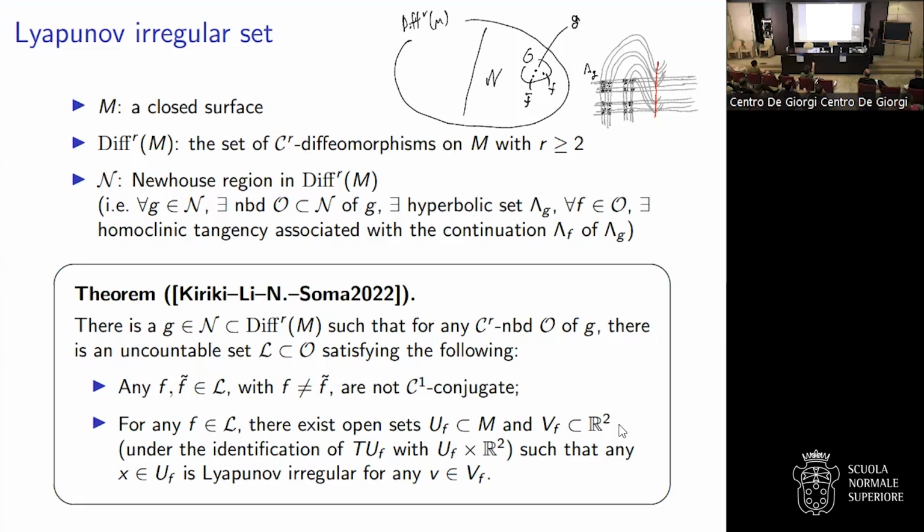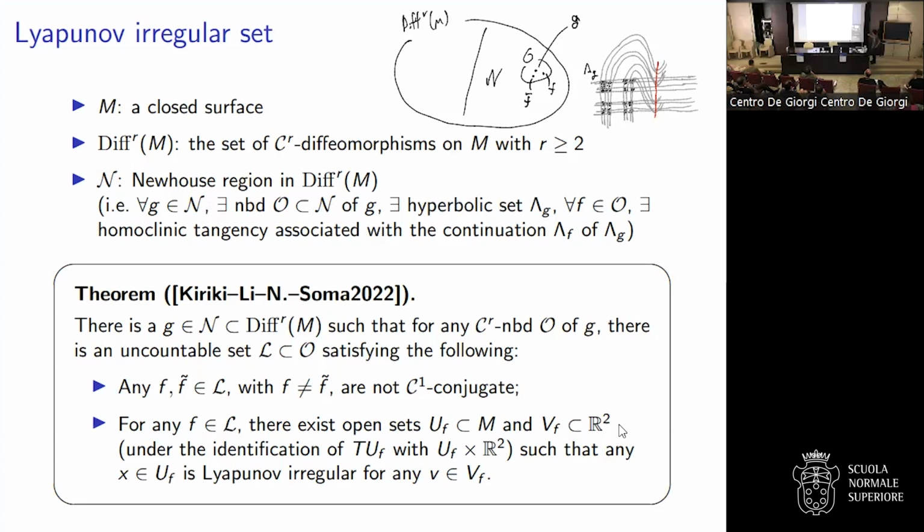Sorry, you mean this last statement, U_F is invariant in what sense? Yes, and in some uncountable set. And I guess this set is in the Newhouse open set, but I cannot say yes or no. I'm just saying that there is some set inside any small neighborhood of O.